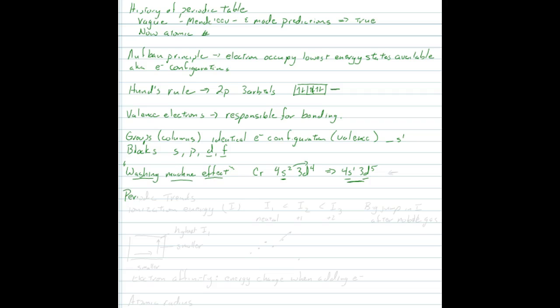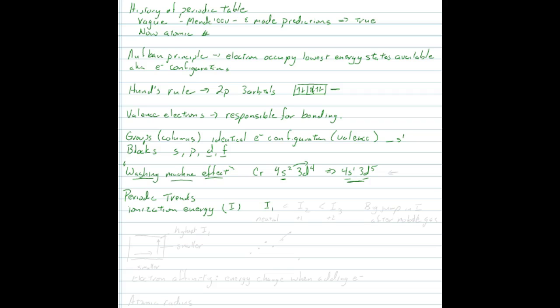Periodic trends. Ionization energy is the energy needed to remove the least strongly held electron, usually a valence shell electron, well, always a valence shell electron, going out there. So its abbreviation is I. It's the amount of energy needed to remove the least strongly held electron from the atom.